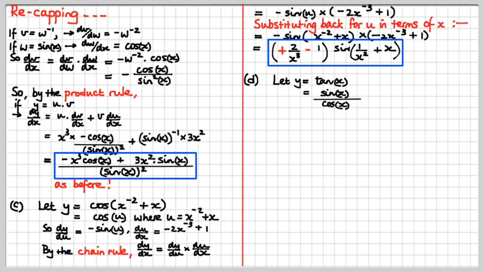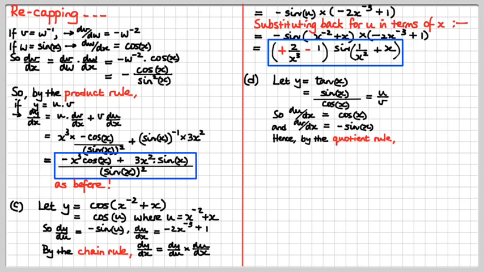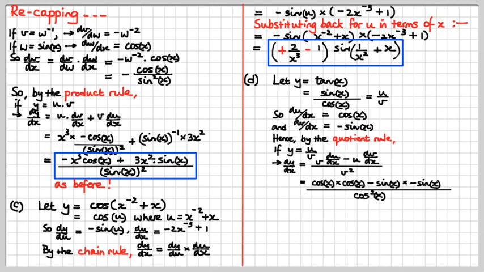Now, what we're going to do is say that's u over v, where u is sine x, v is cos x. So du dx is cos x and dv dx is minus sine x. And we're going to do bottom d top minus top d bottom over bottom squared. There it comes. Okay, there it is. Now just plug and play away, and look what happens.